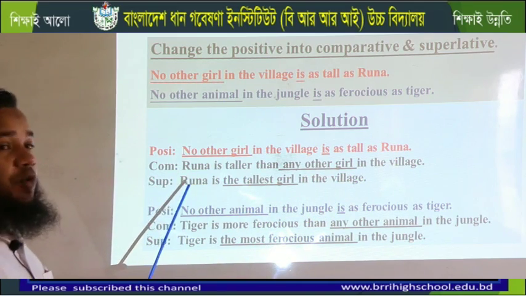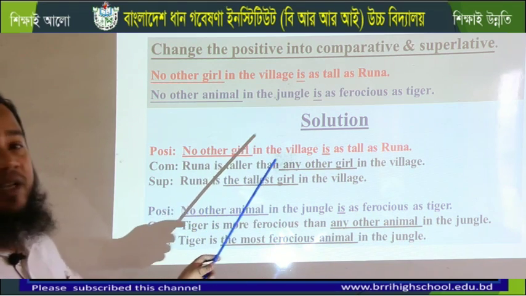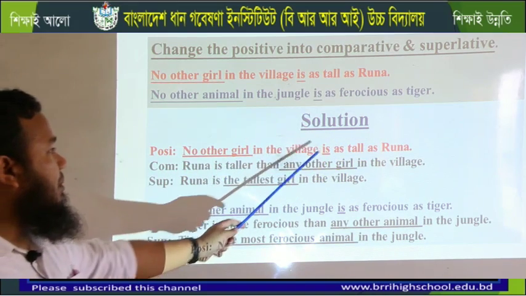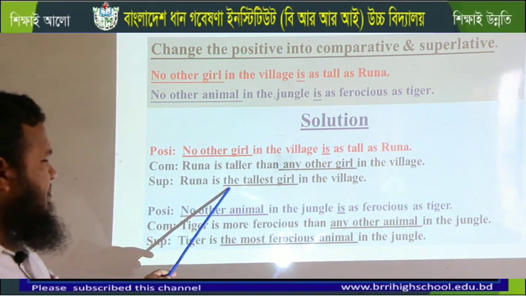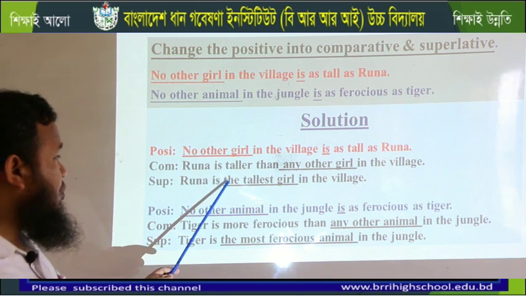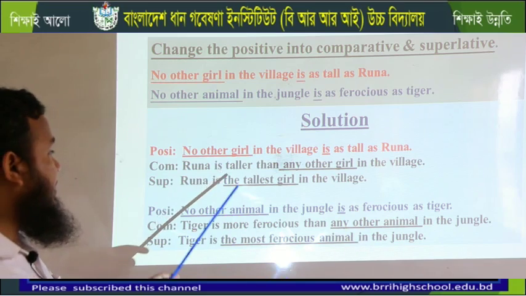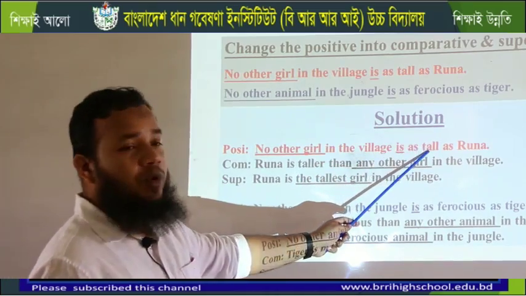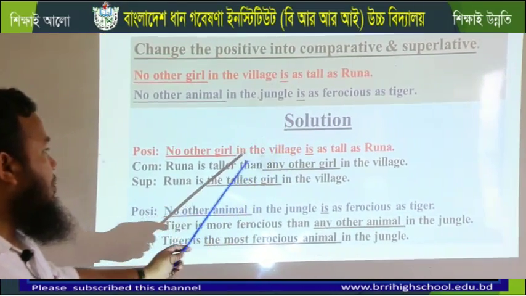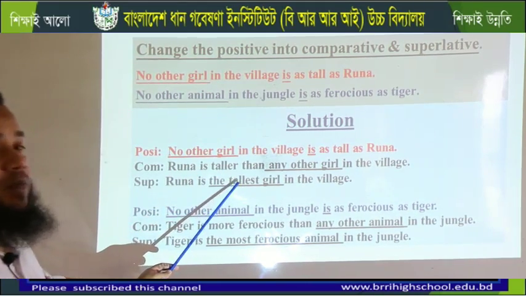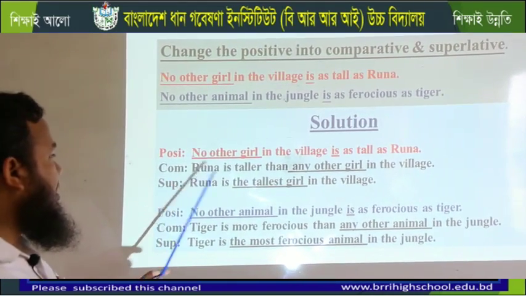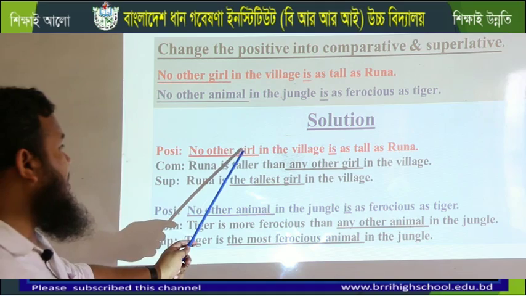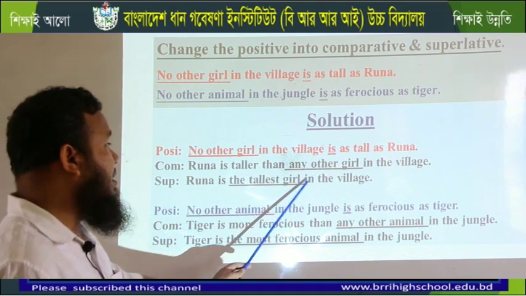And whenever we transform it into superlative degree, our structure is at first the subject, our subject is Runa, then the verb is, then the. As we know, this definite article the is always used in superlative degree. So the, and the superlative form of tall: tall, its comparative form is taller and its superlative form is tallest. Since we are transforming it into superlative degree, we are using tallest here, and then the other parts of the sentence, that is girl in the village.